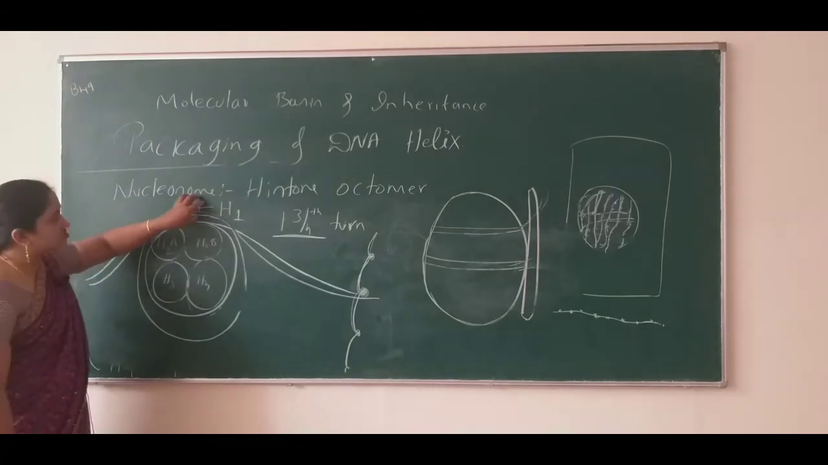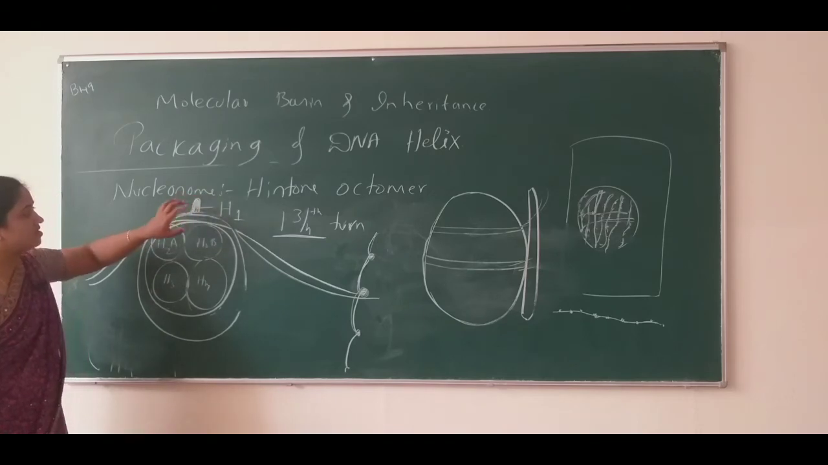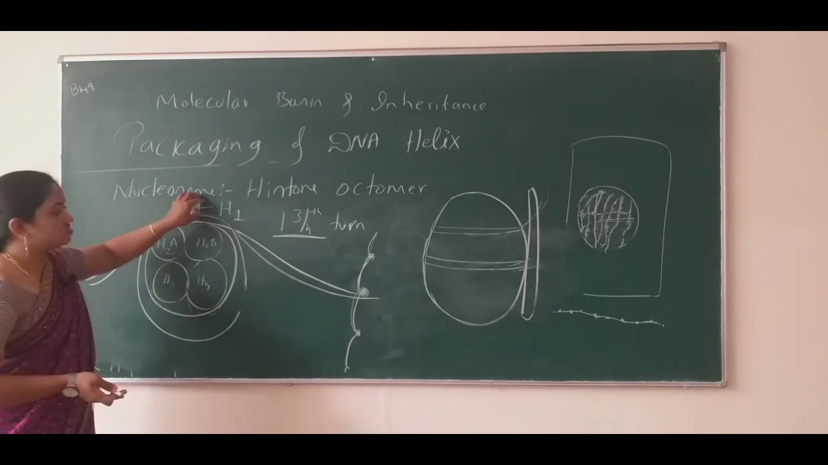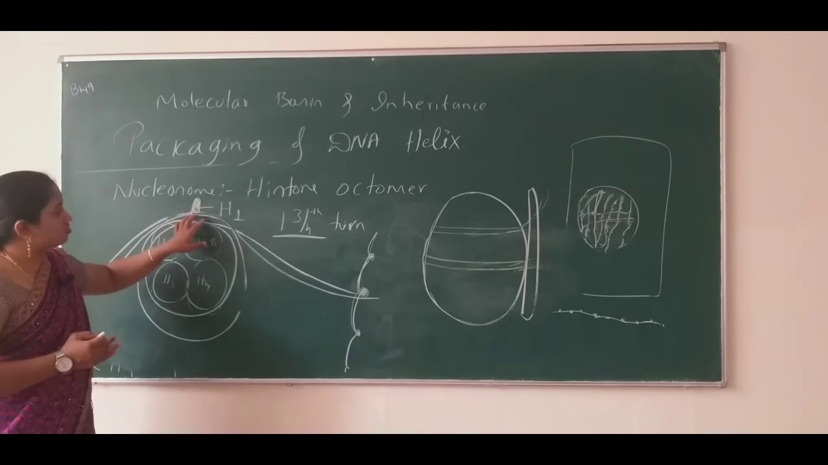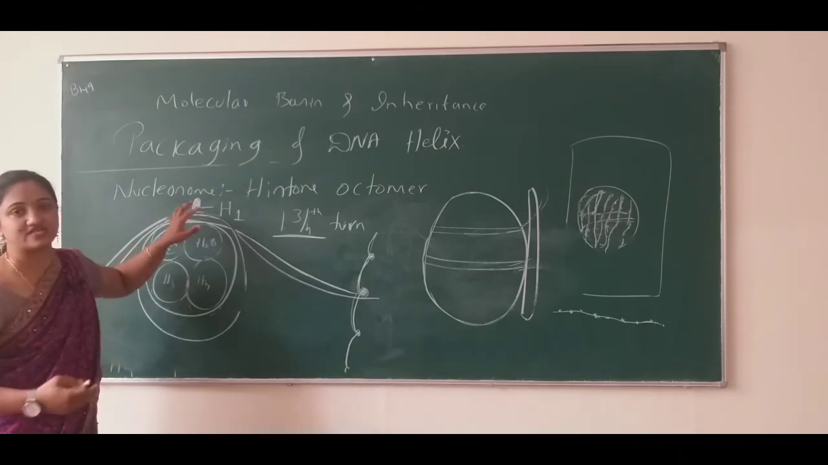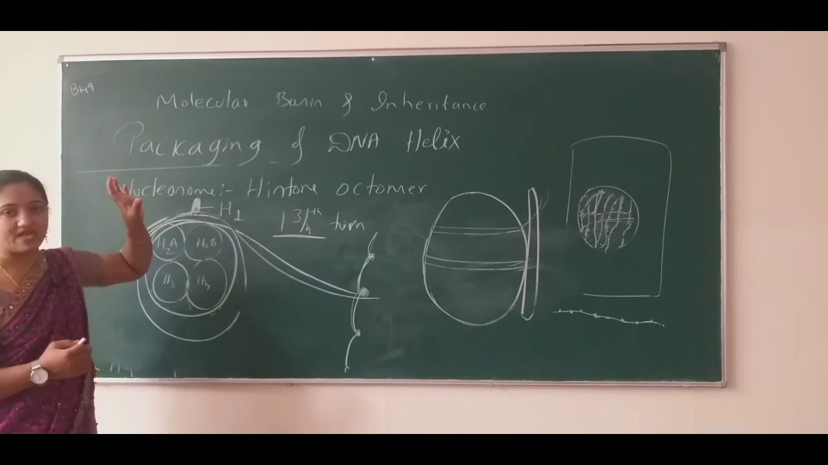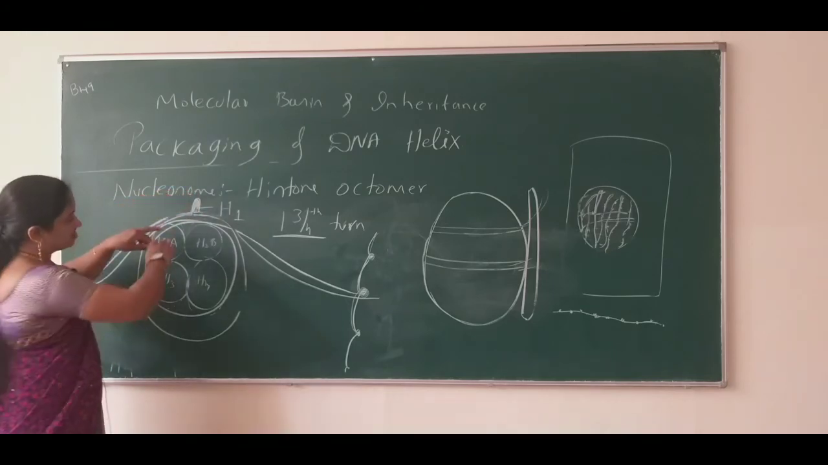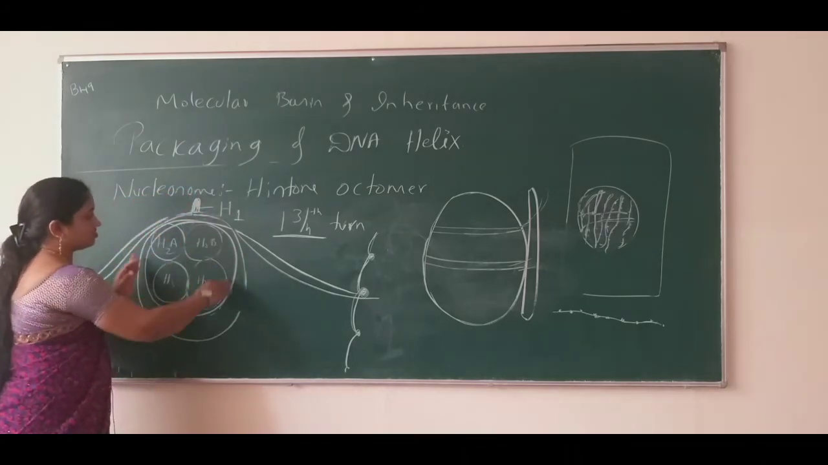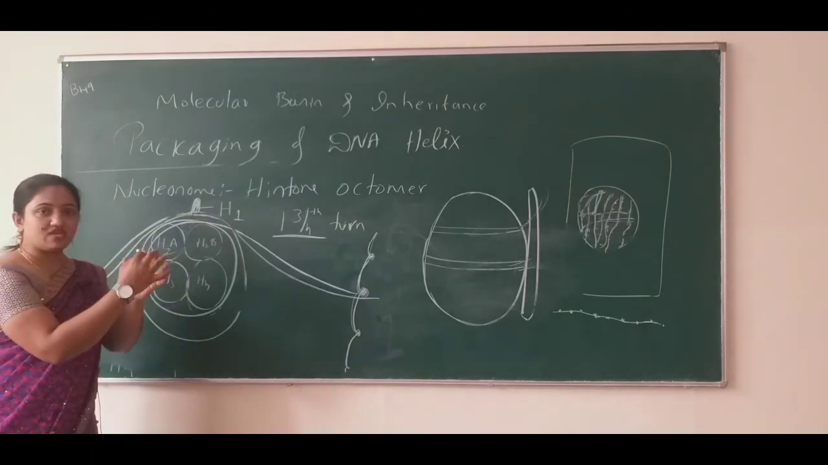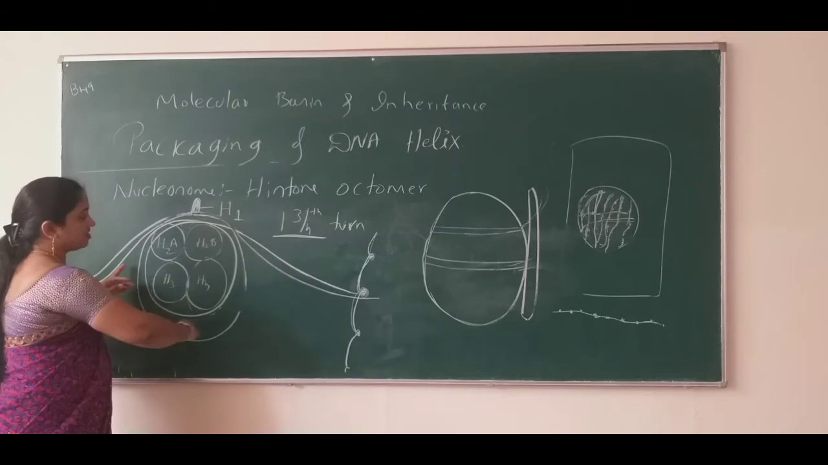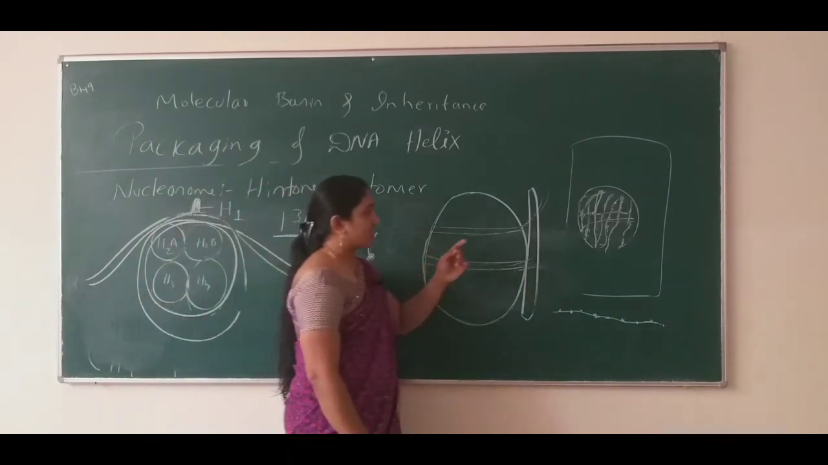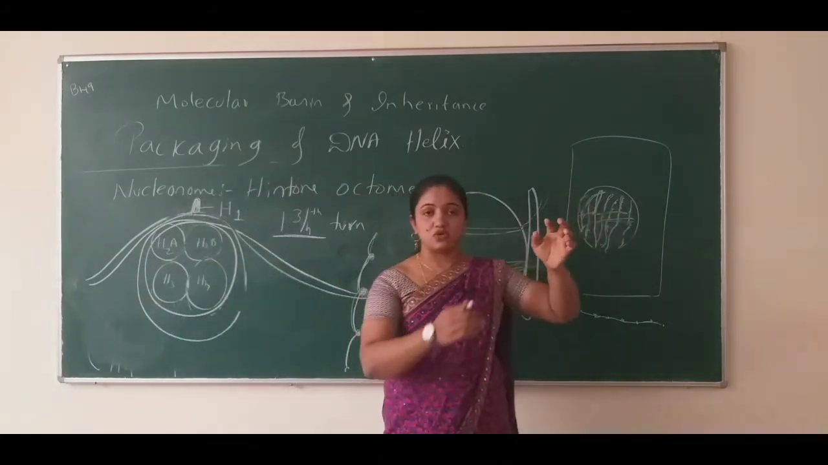So this clamp-like H1 protein, which is holding the DNA strand and octamer, is not a heritable product. It does not go to the next generation. It will be there in the nucleoplasm itself, but what it is doing is holding the DNA strand to the octamer, so that it is firmly wrapped around the histone octamer.